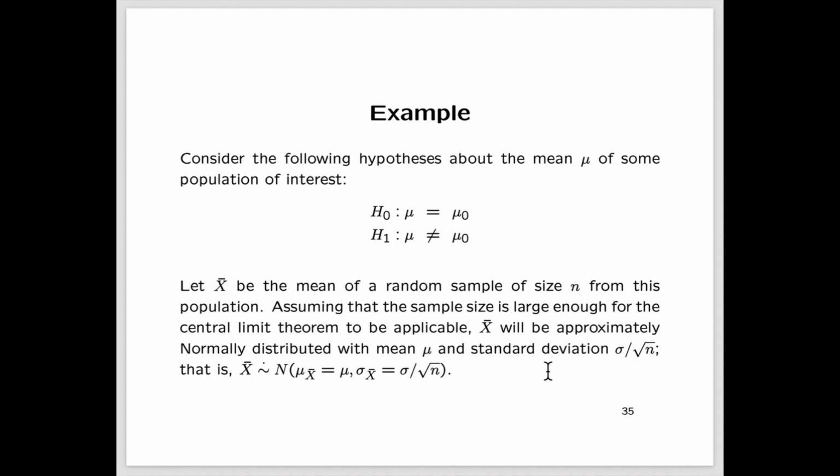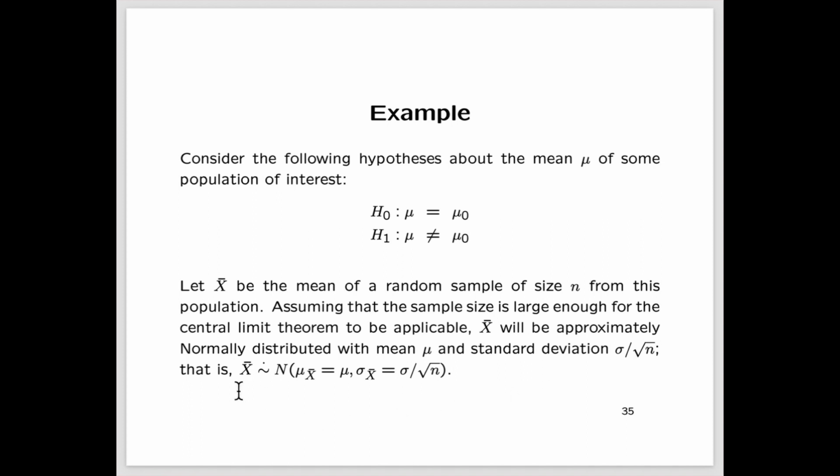Now, the mean of the sampling distribution of x bar will be mu, the mean of the population that we're sampling from. Whatever that mean happens to be, that will be the mean of the sampling distribution of x bar as well. And the standard deviation of the sampling distribution of x bar will be the standard deviation of the population we're sampling from divided by the square root of the sample size.